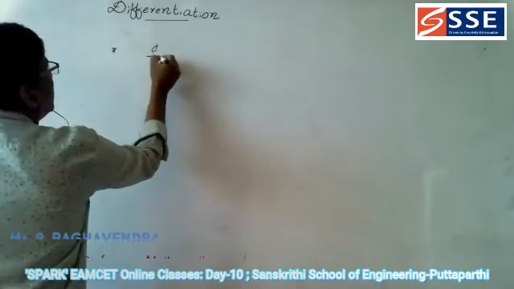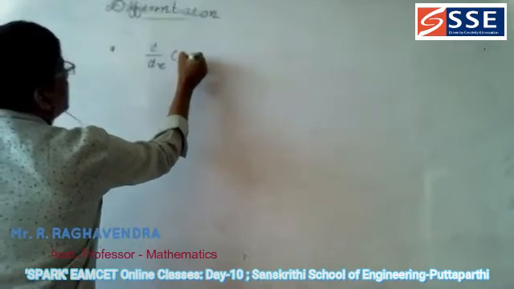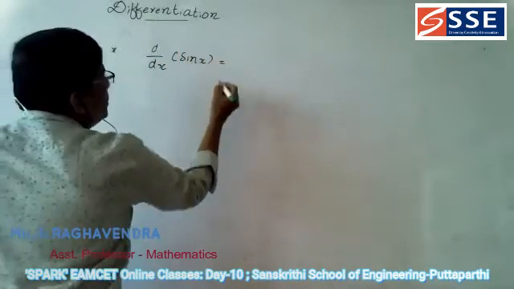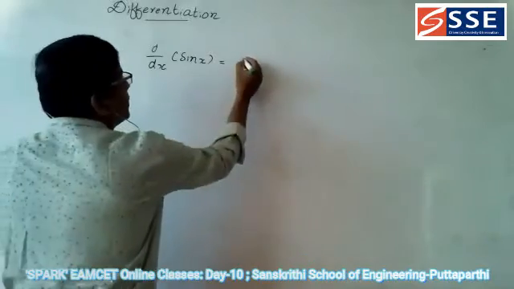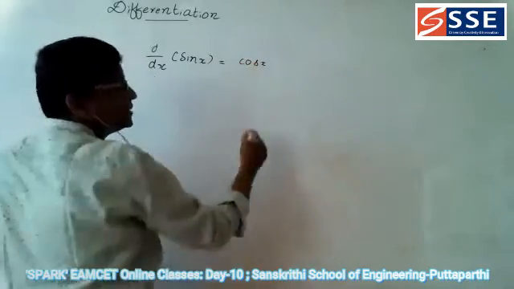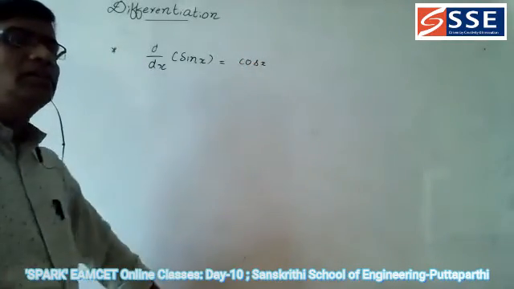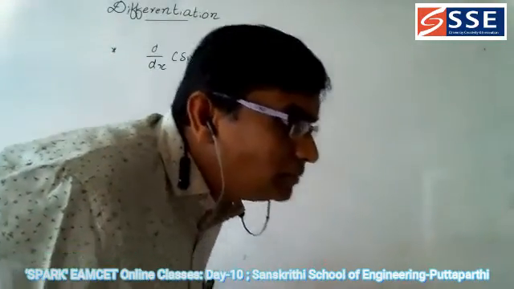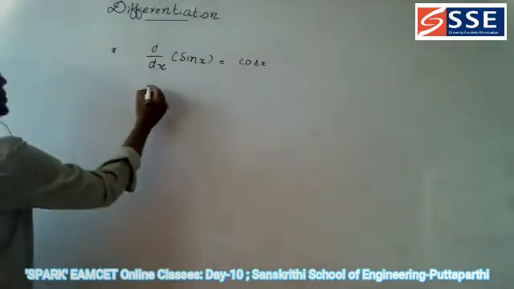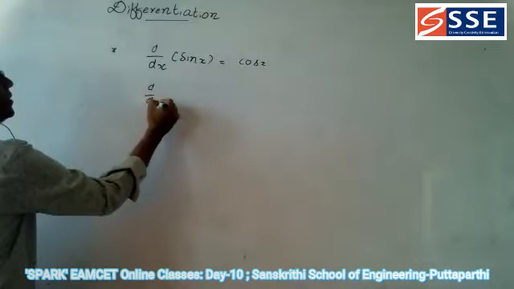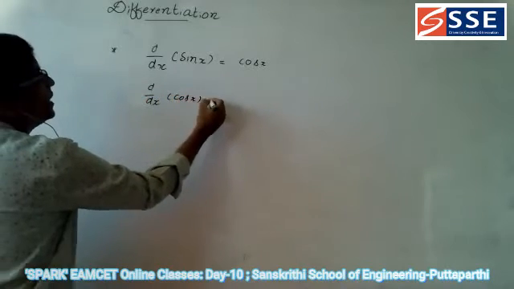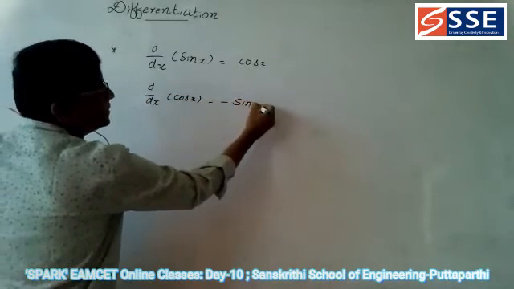Now we will go for differentiating the trigonometric functions. d by dx of sin x is equal to, you are already well familiar, the answer is cos x. Now we will go for another one. d by dx of cos x is equal to minus sin x.